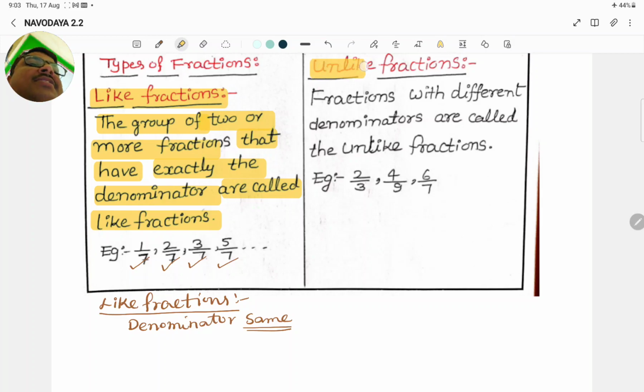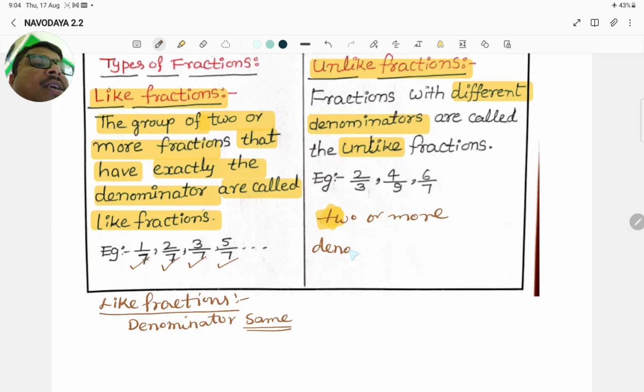Next, unlike fractions. Now the definition of unlike fractions: fractions with different denominators are called unlike fractions. When we observe two or more fractions, if the denominators are different, that type of fractions are unlike fractions.